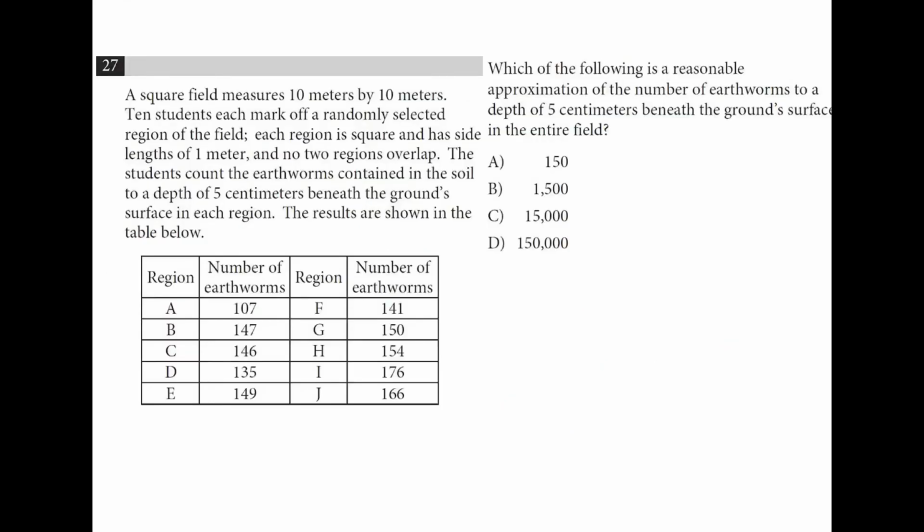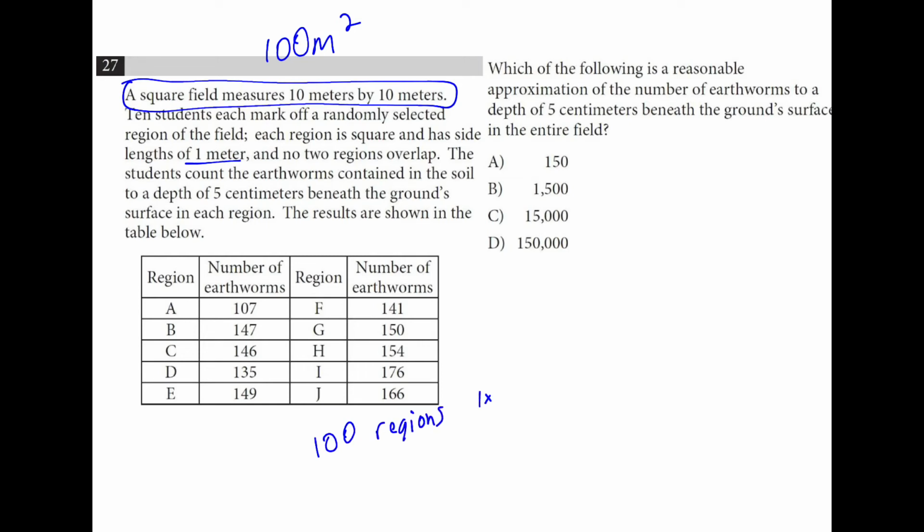So we have a square field. The measurements are 10 by 10, so 100 meters squared. And we're marking off regions. Each region has a side length of 1. So there's 100 regions, which are 1 by 1. And we're going to pick 10 of them, because 10 students each pick one at random.